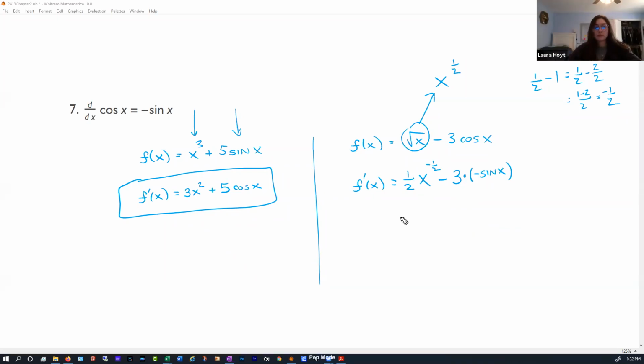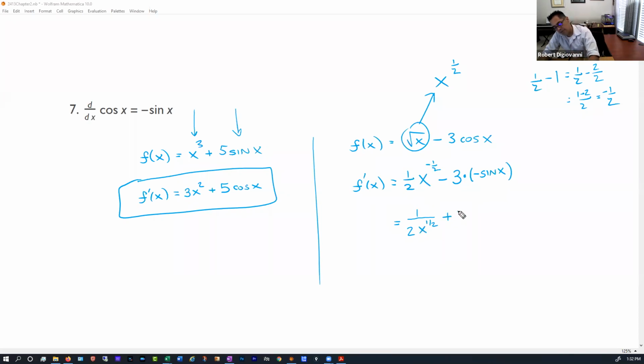I'm going to do something else. I want you all to pay attention to this. I'm going to rewrite this. I'm going to pull this x to the negative 1/2 and drop it down to the denominator, make it x to the positive 1/2. Now I have a plus 3 sine x here. One more thing I'd like to do. X to the positive 1/2 really means the square root of x. So I'm just going to rewrite it that way. I'm just showing you another way of writing this answer.